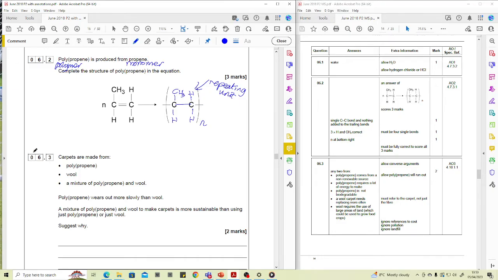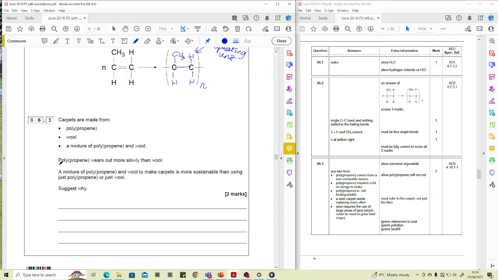Okay, this is a nice question. Carpets are made from polypropylene and wool, or a mixture of polypropylene and wool. And polypropylene wears out more slowly than wool. So we've got sustainability, so obviously we're going to be talking about life cycle. Any stage of the life cycle can be mentioned here when you're talking about sustainability, but we may be talking about finite and renewable resources as well.